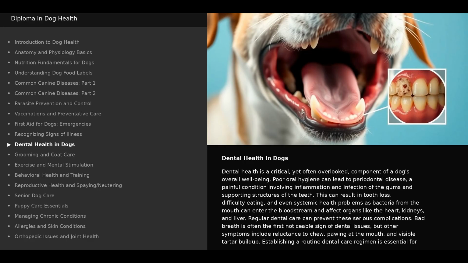Regular dental care can prevent these serious complications. Bad breath is often the first noticeable sign of dental issues, but other symptoms include reluctance to chew, pawing at the mouth, and visible tartar buildup. Establishing a routine dental care regimen is essential for your dog's long-term health.